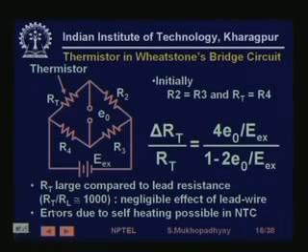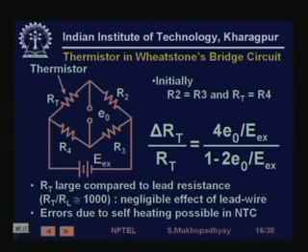So in that case the percentage change in resistance is proportional to the temperature. In this case there are certain advantages. For example, the resistance itself is much larger compared to the lead resistance, and its change is also quite large. So the effect of lead wire resistance variation is not so significant as in RTDs.